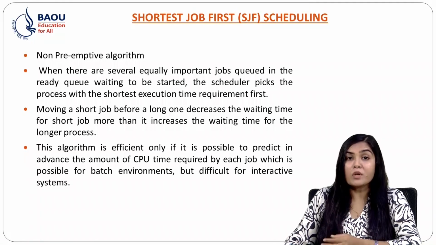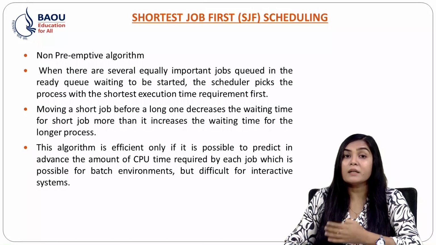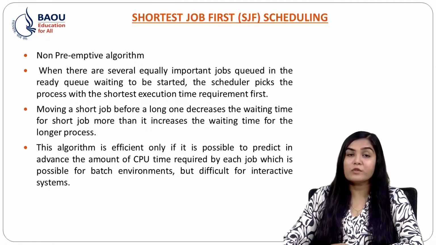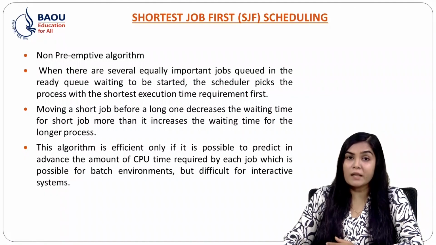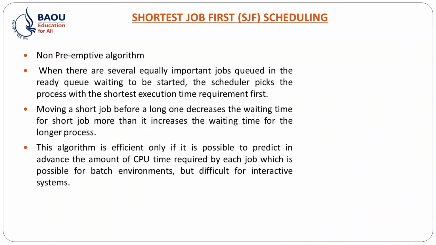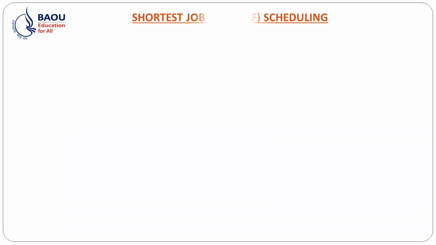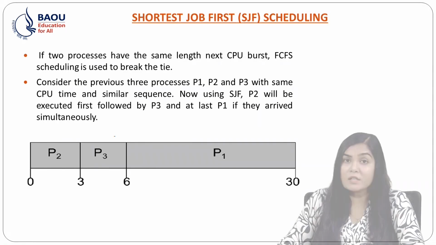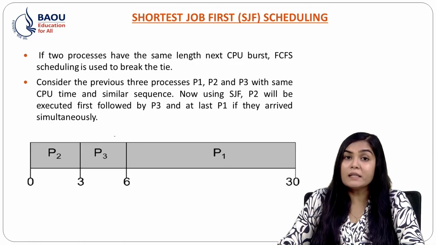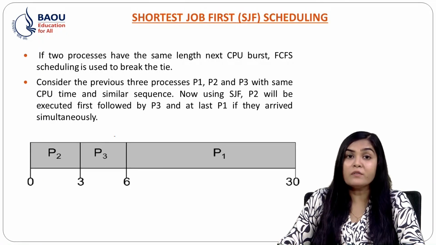If two processes have the same length of next CPU burst, FCFS scheduling is used to break the tie. Consider the previous three processes P1, P2 and P3 with the same CPU times and similar sequences. Now, using SJF, P2 will be executed first, followed by P3 and at last P1, if they arrive simultaneously.